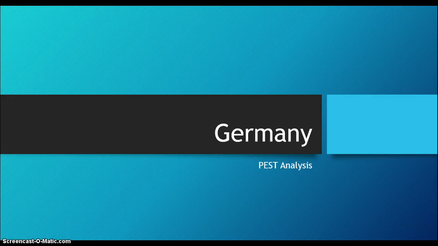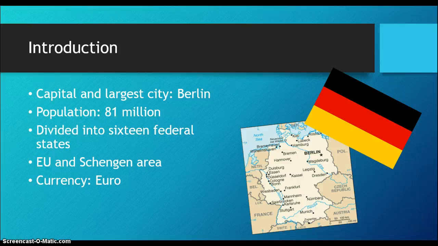First, some general background. Its capital and largest city is Berlin, and the country population is around 81 million. Germany is divided into 16 federal states, 3 of which are city-states: Berlin, Hamburg, and Bremen. One of the founding members of the European Union, Germany has the largest population and economy in the EU, and is also part of the Schengen area, which allows citizens of the 26 countries to travel freely across their borders. Also, Germany adopted the euro as their currency in 1999.